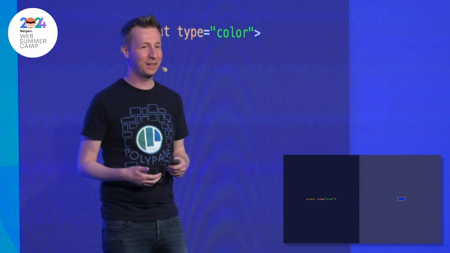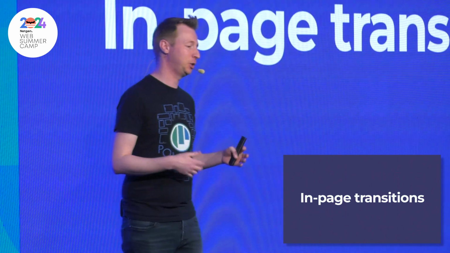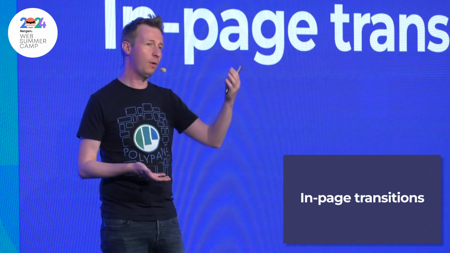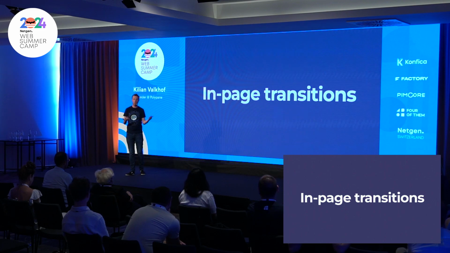Let's move to something a little bit bigger again, in-page transitions. So when you move from one section of a page to another section of a page, usually that happens in an instant. And that can be annoying because you don't know how far down the page you've gone. Maybe you've missed stuff that would have been really cool. Wouldn't it be nicer if instead of that you sort of gently scroll down to the next part of the page?